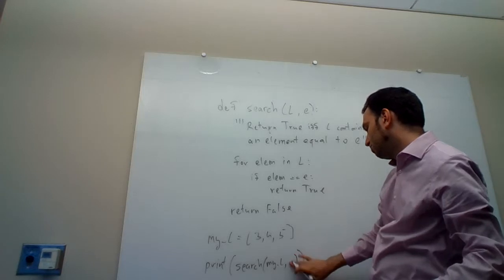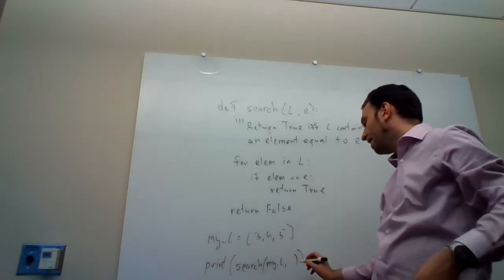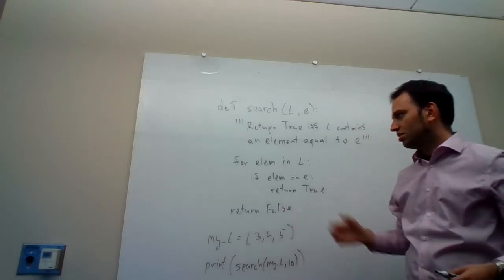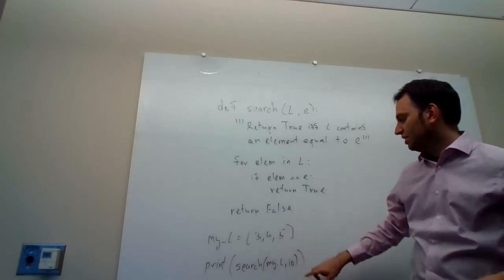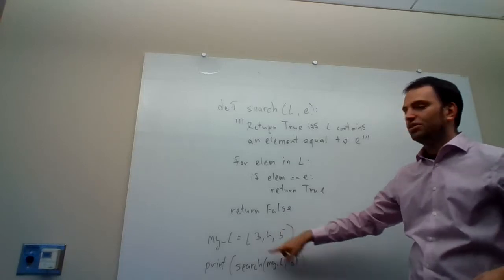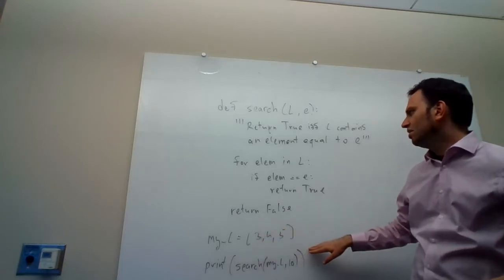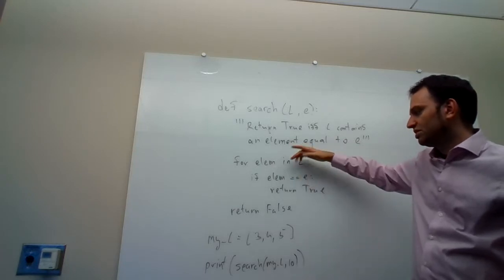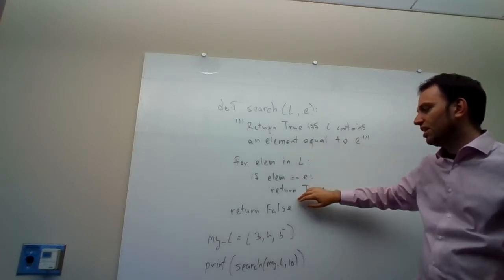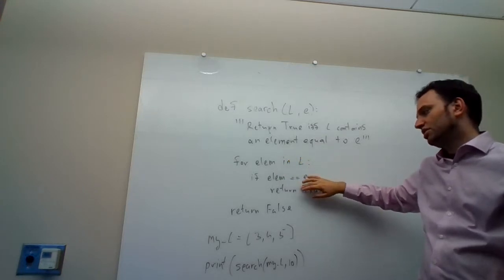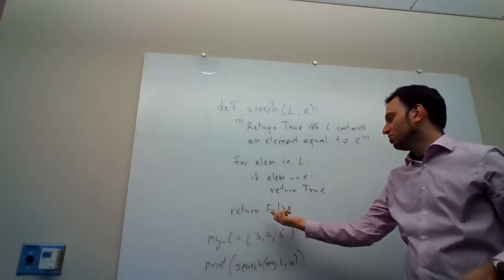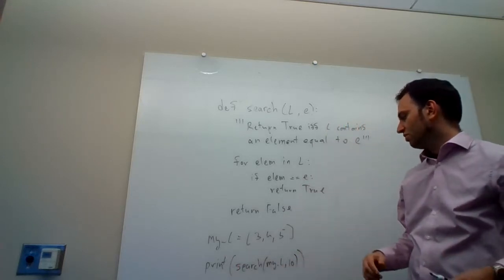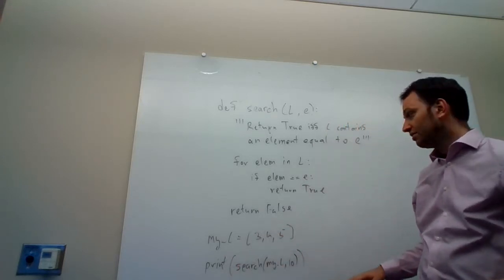Now let's say that you do search my L with 10. So 10 is not an element of L, right? There's no element here that's equal to 10. So is 3 equal to 10? No, so this doesn't happen. Is 4 equal to 10? No. Is 5 equal to 10? No. So we get here, false becomes the value, so we print false. We didn't find 10 in 3, 4, 5.